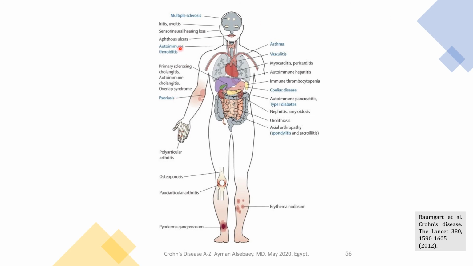It is associated with multiple sclerosis, in the eye, iritis, uveitis, sensorineural hearing loss, aphthous ulcers in the mouth, autoimmune thyroiditis, bronchial asthma, vasculitis, myocarditis, autoimmune hepatitis, ITP, celiac disease, autoimmune pancreatitis, nephritis, urolithiasis, axial arthropathy, psoriasis, and so on, osteoporosis, polyarticular arthritis, pyoderma gangrenosum, erythema nodosum here, as we see, primary sclerosing cholangitis. These are the most common diseases associated with Crohn's disease.